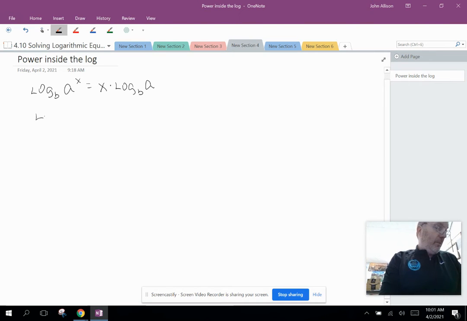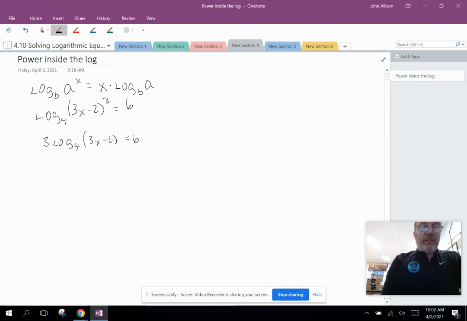Let's look at an example where we have log base 4 of (3x minus 2) to the third power equals 6. Now, if we just converted this to exponential form, we would have a third degree polynomial we'd have to solve, which would make it difficult. But because of this property, we can bring that power that's inside the log out front and multiply. 3 times log base 4 of (3x minus 2) equals 6.